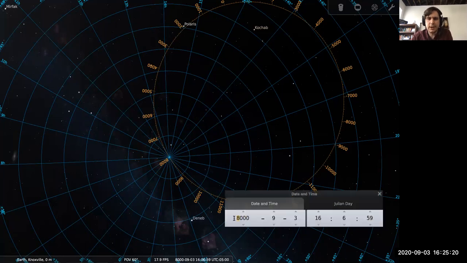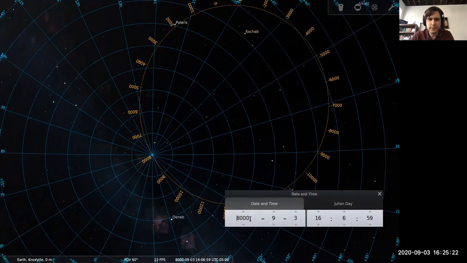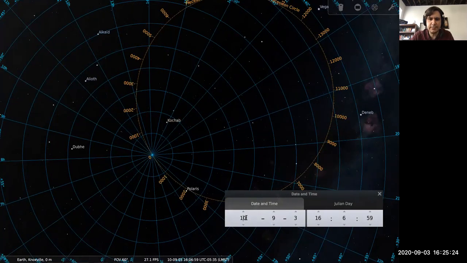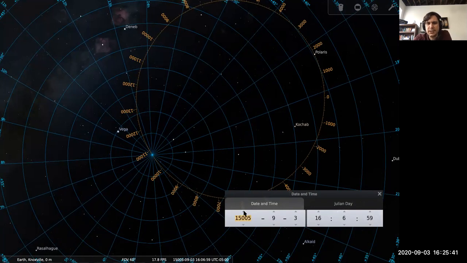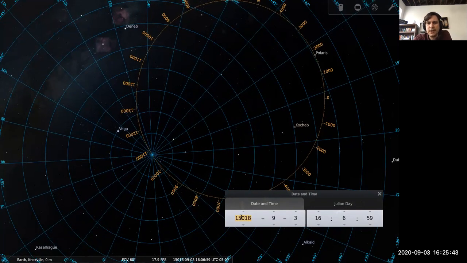Let's go to the year 15,000. I feel like a Time Lord right now. So here we are at the year 15,000. Vega is close to the North Celestial Pole, so we might use that to set north by. It'll be a little bit off. So you can see where our North Celestial Pole points changes over very, very long time scales.